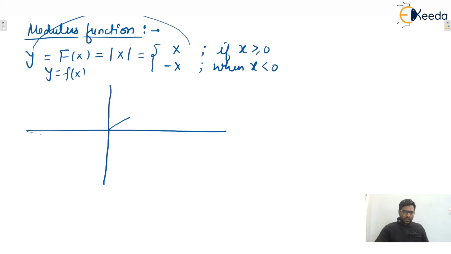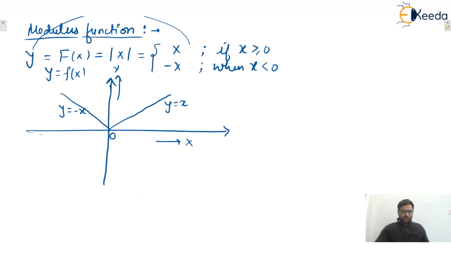So for y equals x, this function will be the straight line with the angle 45 degrees, isn't it? That is y equals x. And for y equals minus x, it will be this one, y equals minus x. So here we can say, let's say this is the given function, with x here, and let's say this is your y axis.